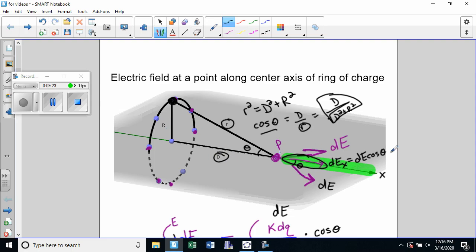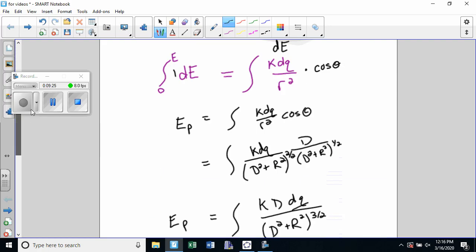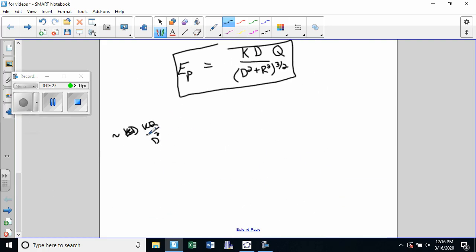If I'm really far away from this ring, I'm hoping that I lose the geometry and I should get something that looks kind of like a point charge. So let's look at what happens if D is much, much greater than R. If D is much, much greater than R, then the electric field is going to look something like this. I'm going to make it approximate because I'm about to pull some things out.